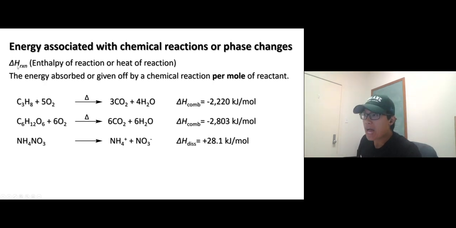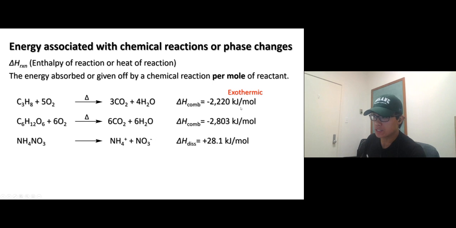Okay, so the enthalpy of reaction, or the heat of reaction, is the energy absorbed or given off by a chemical reaction per mole of reactant. So it depends on how much reactant you add to it. This is per mole. For example, propane gas, we burn it. It's a combustion reaction. The enthalpy of the combustion reaction: propane gives off 2,220 kilojoules of heat per mole of propane.